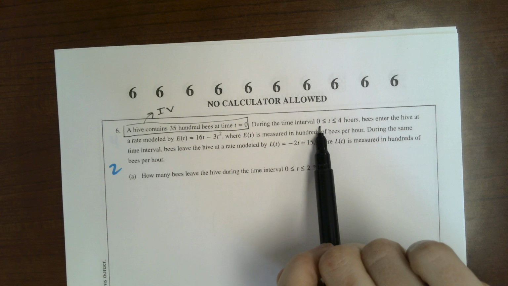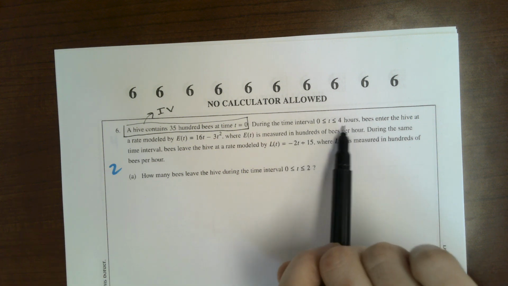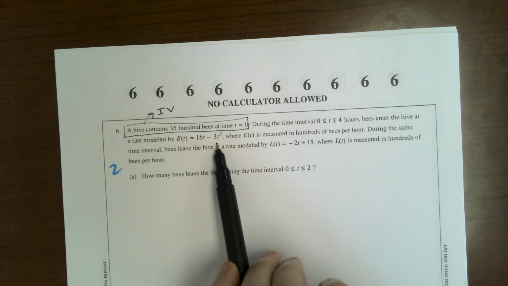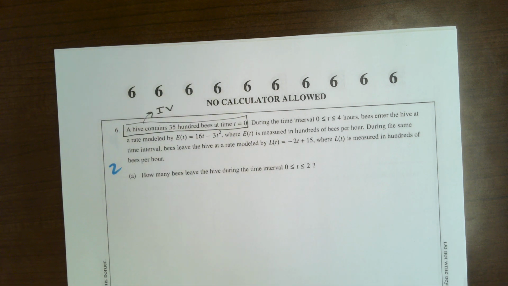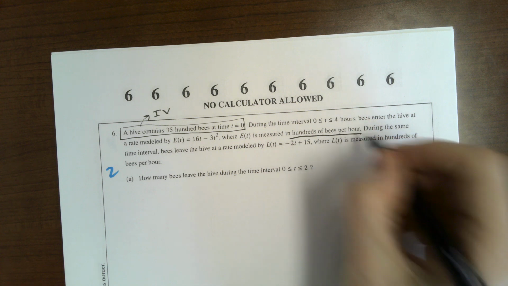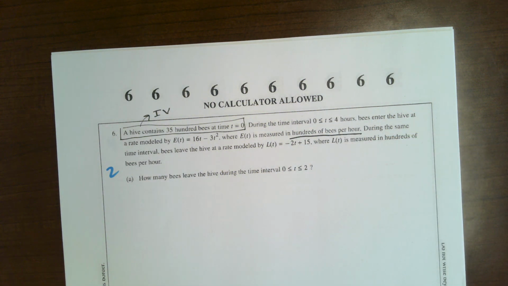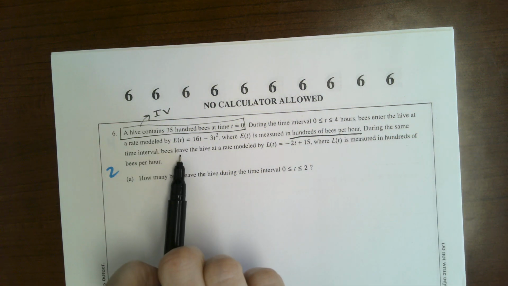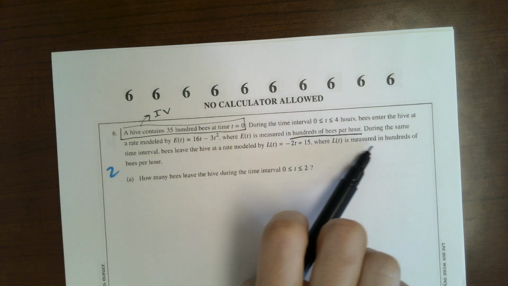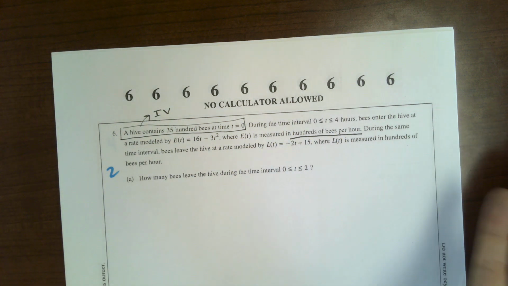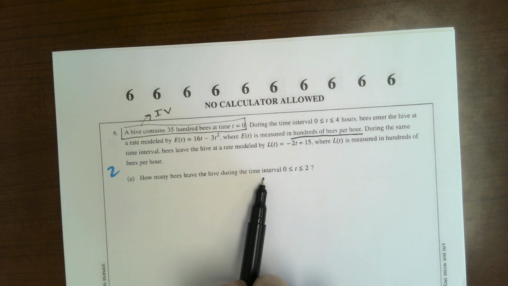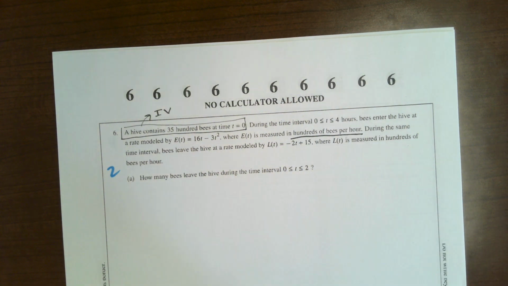During the time interval from 0 to 4 hours, bees enter the hive at a rate modeled by this, where E of t is measured in hundreds of bees per hour. Okay, so our units are hundreds of bees per hour. During the same time interval, bees leave the hive at a rate modeled by that, where L of t is measured in hundreds of bees per hour again. How many bees leave the hive during the time interval 0 to 2?